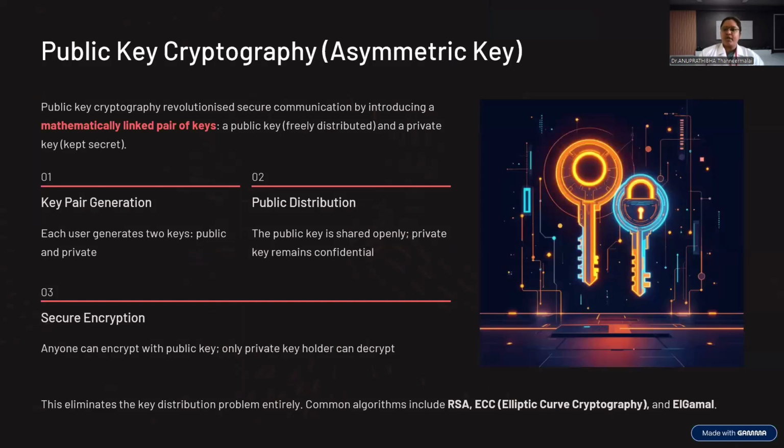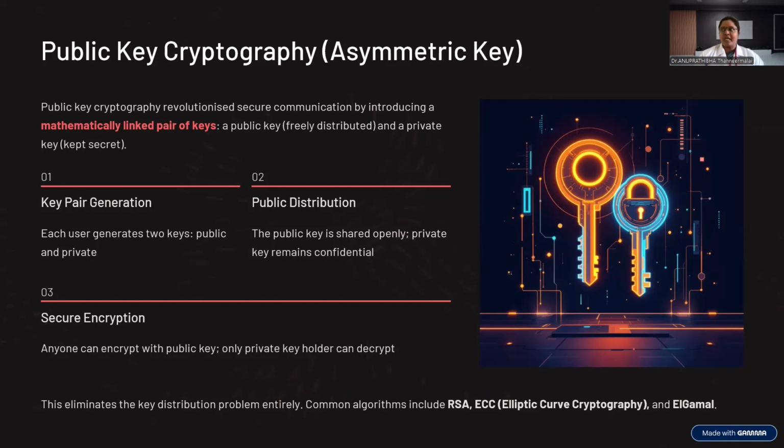The next concept is public key cryptography, which revolutionized secure communication by introducing a mathematically linked pair of keys. Here we use a public key and a private key, in which the public key is freely distributed and the private key is kept secret. The first step is key pair generation. Each user generates two keys: one is the public key, another is the private key.